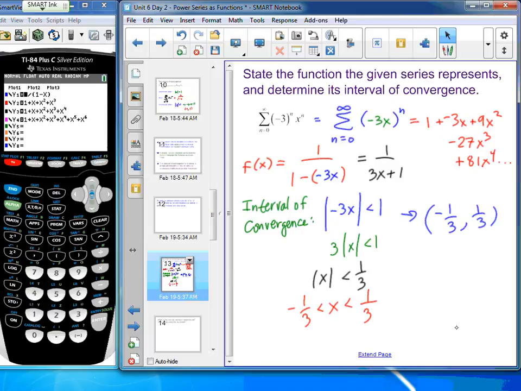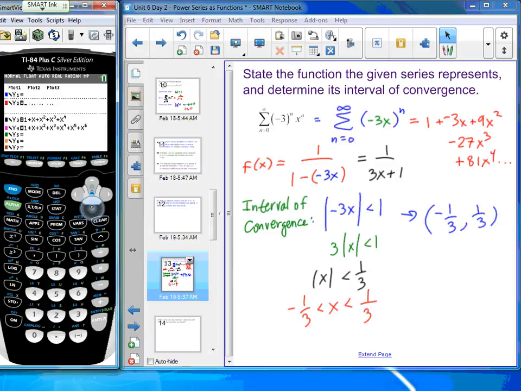So again, in our y equals, we'll enter our function in the original. And what are we entering? We're entering 1 over quantity 3x plus 1. And we're entering the first several terms of our series. That series was 1 minus 3x plus 9x squared minus 27x cubed.